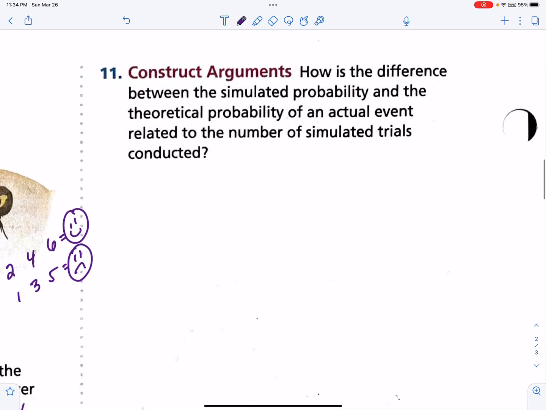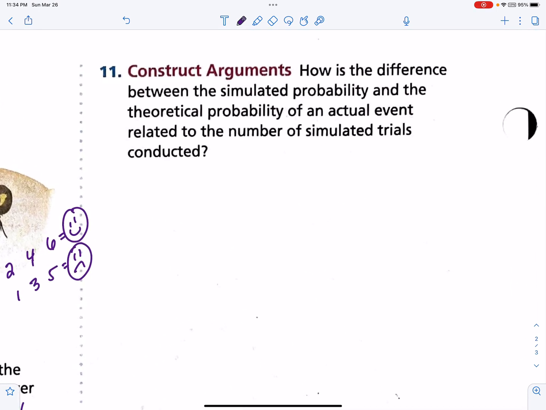Number 11 is something that we've been talking about. We've talked about before. How is the difference between simulated probability and theoretical probability related to the number of trials that we do? So see if you can think about what we've talked about. We said the more simulations that you do, is our data going to get closer to the theoretical probability, that actual probability, or is it going to get farther away? What do you think? All right, if you said the more experimental trials you do, the closer we'll get to the actual, then you would be correct. So that's what we're going to write down.